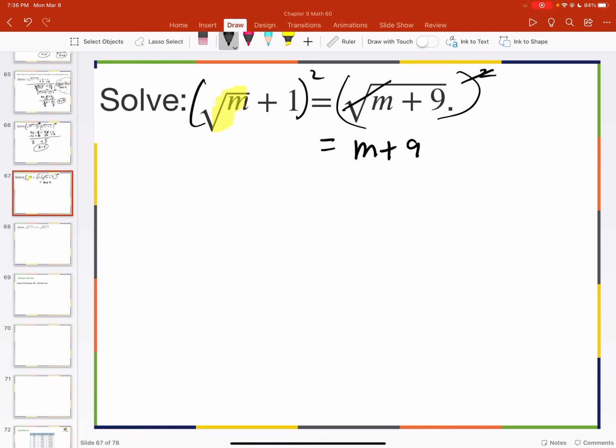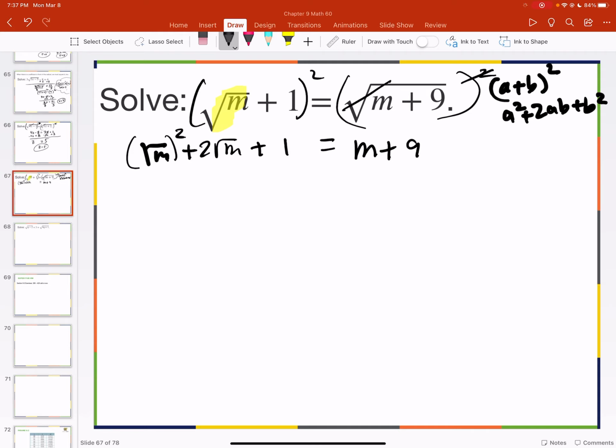So then you have to go ahead and do a perfect square trinomial. Recognize it. We don't have to. I guess you could still use the box method and multiply the two binomials together, but it's kind of a lot of work. It's so much easier just to remember this. 2 squared of m plus 1. So then this becomes m plus 2 root m plus 1 equals m plus 9.